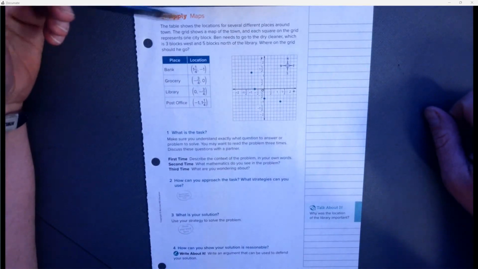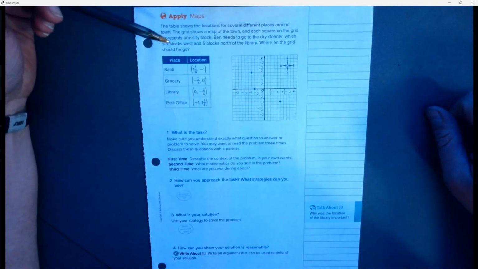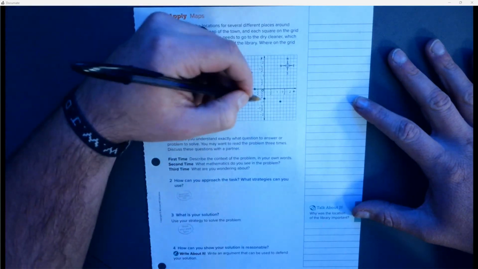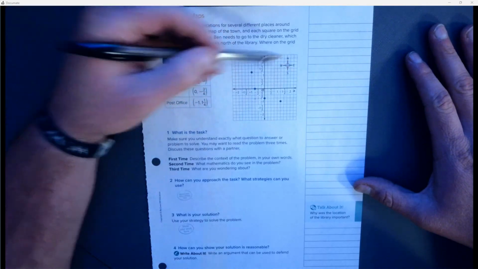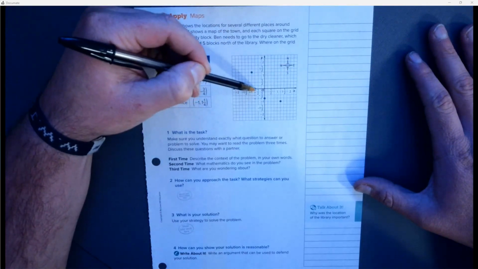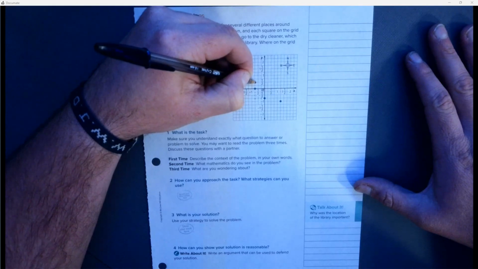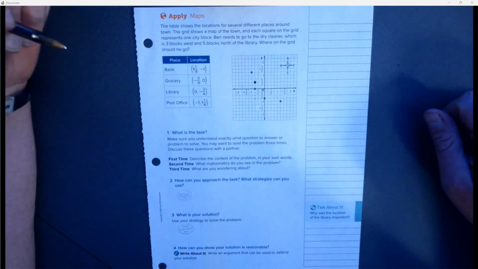Now we know, based on our problem, it tells us that each square on the grid represents one city block. So he needs to go 3 blocks to the west. So north, east, south, west, which is going to be to the left. So we need to go 3 to the left. 1, 2, 3. And then it says he needs to go 5 blocks to the north. So north is going to be up. 1, 2, 3, 4, 5. So he's going to end up right here to get to where he needs to be at the dry cleaner.